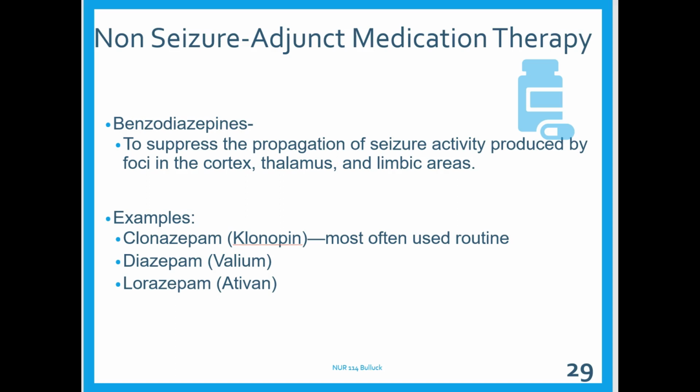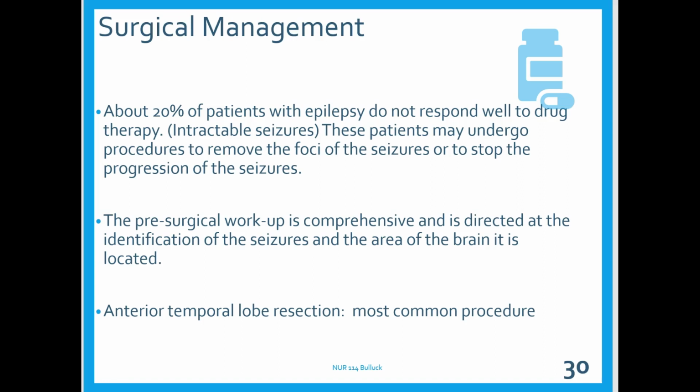You also have the pam family. You have Klonopin or clonazepam, diazepam, and lorazepam. And you might even have alprazolam used as adjunct therapy. The benzodiazepines suppress the propagation of seizure activity in the brain. It chills the brain out. It's not the most effective, but it is fairly effective in chilling out those seizure activities.